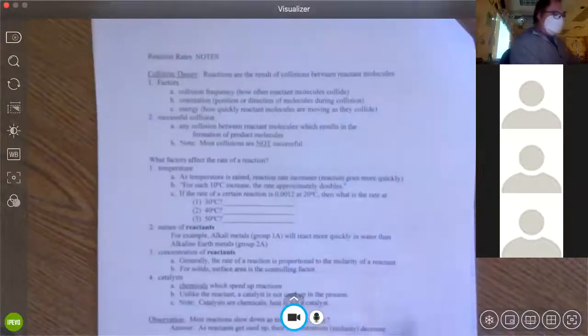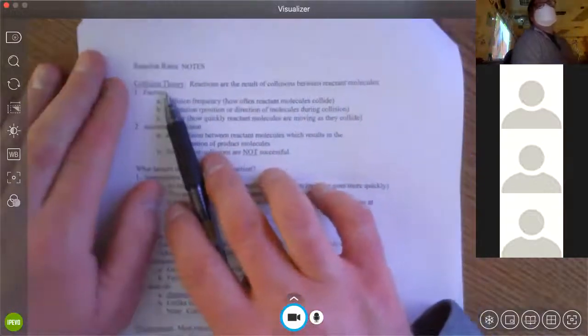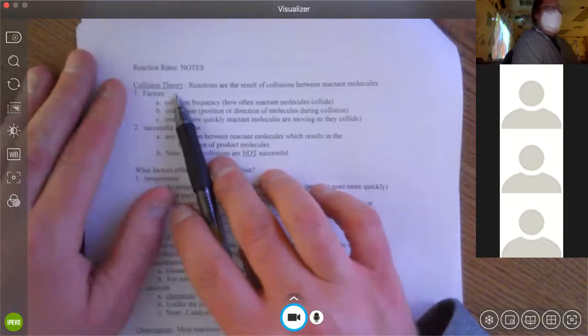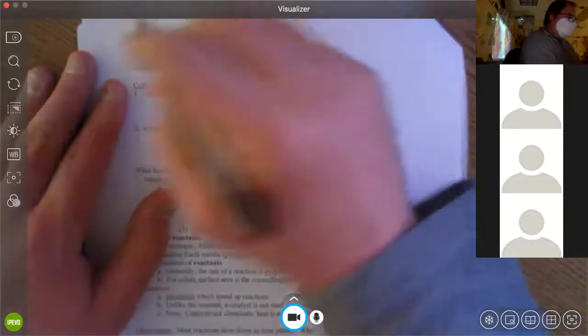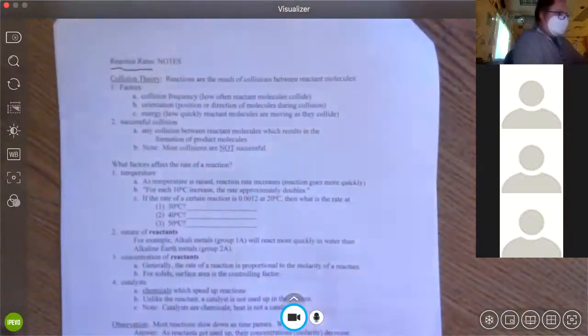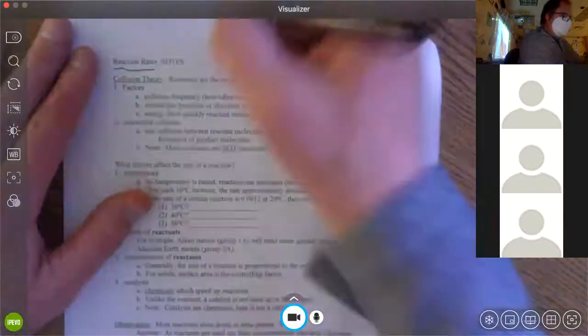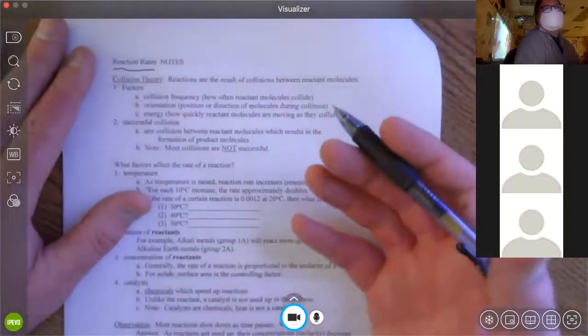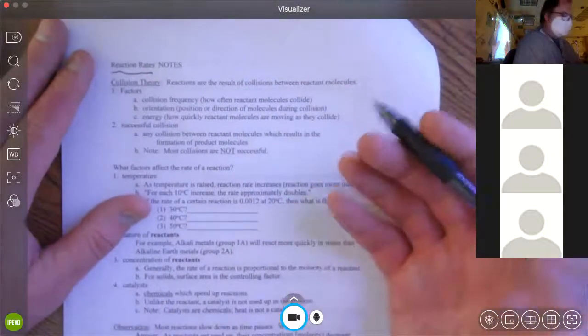All right, here's the real lesson. So if we take a look, with this, we get into what's called the collision theory. Determining reaction rates, or rate of reaction, is based on several factors. The collision theory basically says that in order for a reaction to occur, the particles must collide.